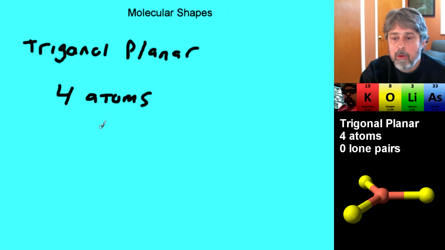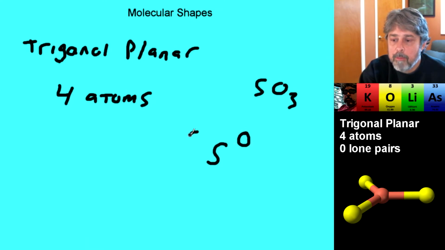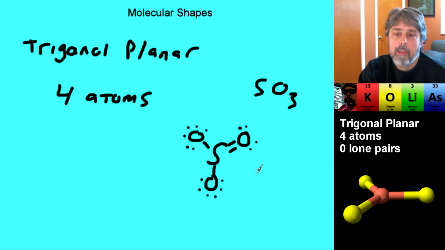So for trigonal planar ones, if you have 4 atoms, an example for that would be, let's do SO3. If we did the dot structure for this, it's going to look like this. We're going to have some O's here. We're going to attach it to the central atom, the sulfur. We're going to need a double bond in here. I'm not going to go through how to do this again. I did that in the last video. So if you know how to do the structure, go watch that. So it's going to look like this.